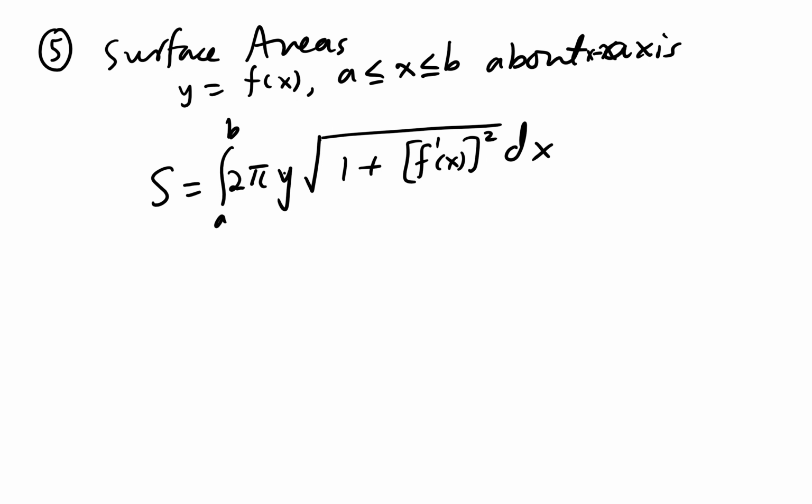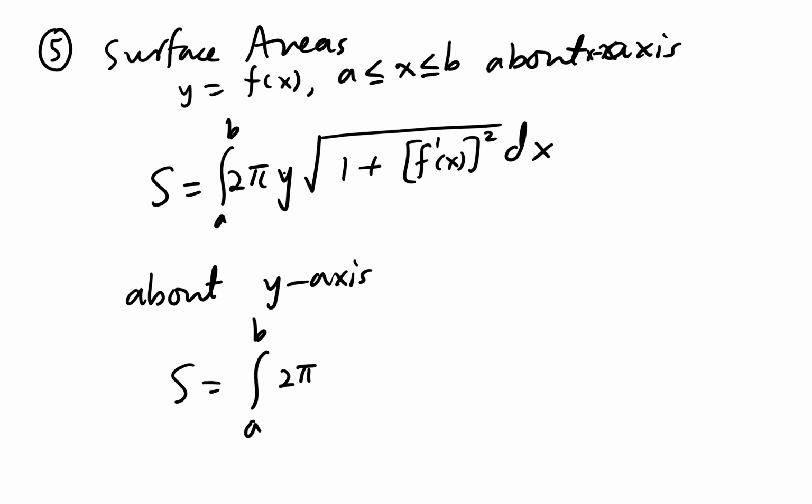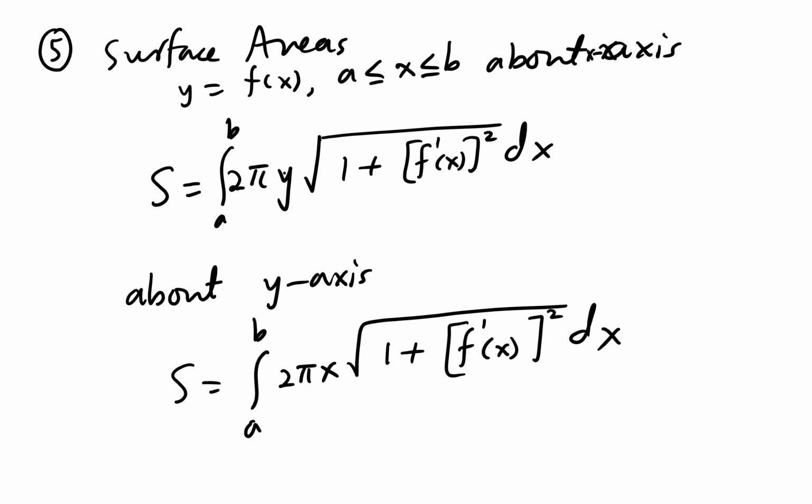Now if we do it about the y-axis, what we get is S equals the integral from a to b of 2 pi x times the square root of 1 plus f prime of x squared dx.